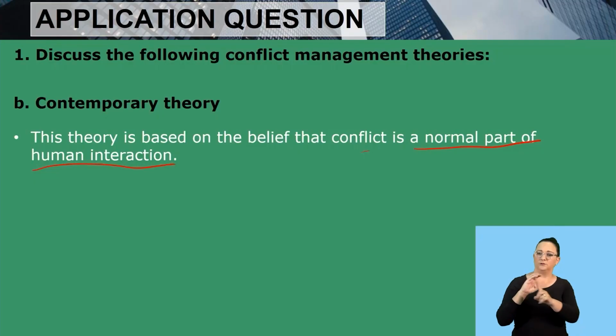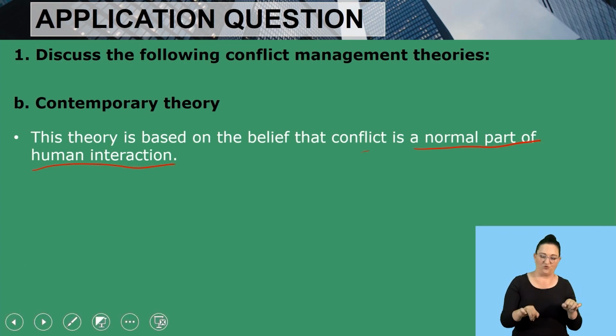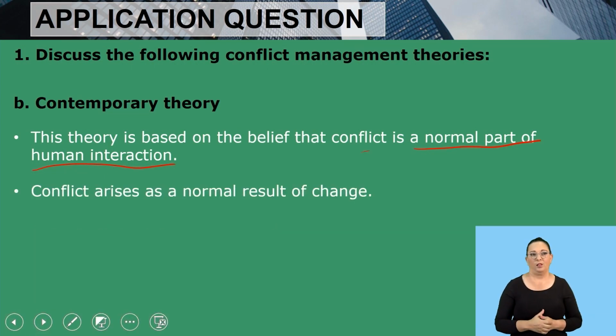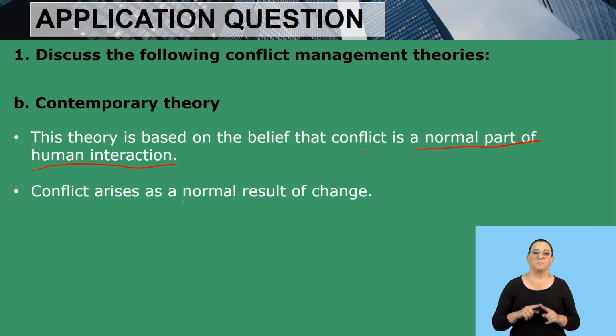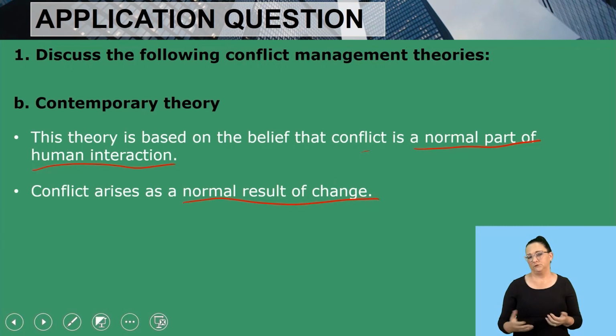Do you understand? So we come with different ideas, and there's going to be a clash of opinions. There's going to be a clash of cultural backgrounds. There's just a clash like that. So contemporary theory says it is based on a belief that conflict is a normal part of human interaction. Don't forget the definition we said. Conflict is a disagreement between individuals. Conflict arises as a normal result of change. This is just what contemporary theory says.